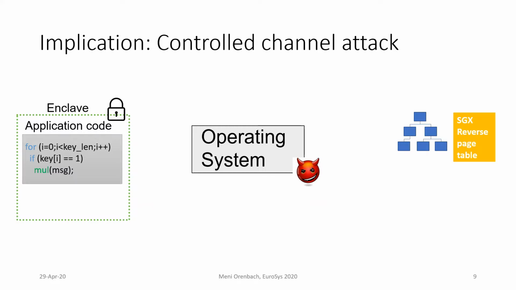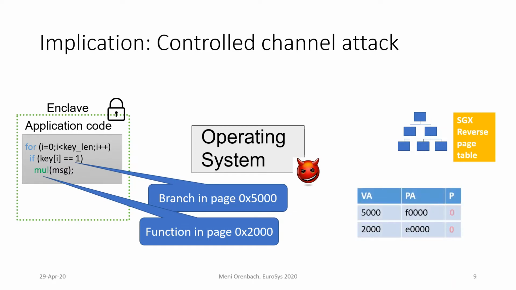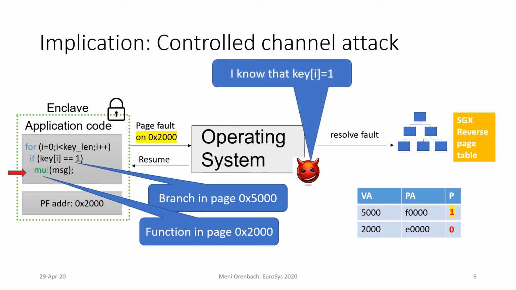For example, assume the enclave processes some secret key bit by bit. The loop code is in page 5000, and if the key bit is set, it invokes a function in page 2000. The attacker can mark both pages as non-present. Then, when executing the if statement, the attacker learns that a page fault happened on page 5000. It can resolve the fault and resume enclave execution. When the enclave executes the mul function, a page fault will happen, this time for page 2000, and the attacker will learn that the secret key bit is equal to 1.